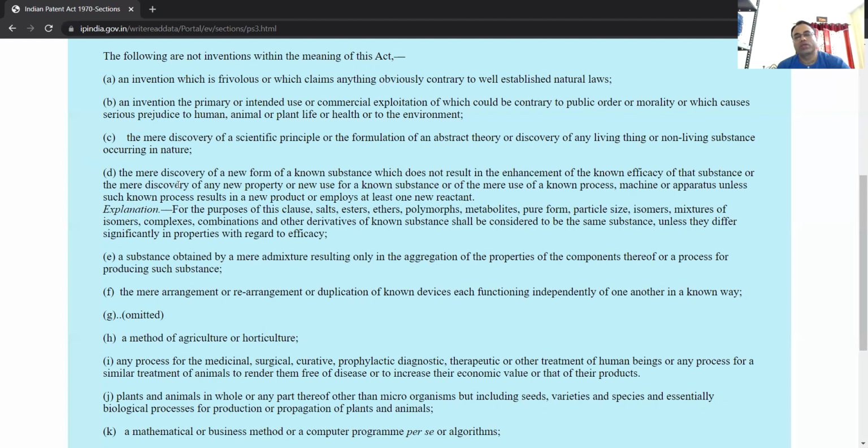Mostly this has been done for the pharmaceutical industry, where many times we see that one isomer has more efficacy than the other. So those kinds of things are the new discoveries. Sometimes we know that one medicine can be used in other diseases also, but these were not known previously. So the use of those substances is not patentable under this Section 3D.